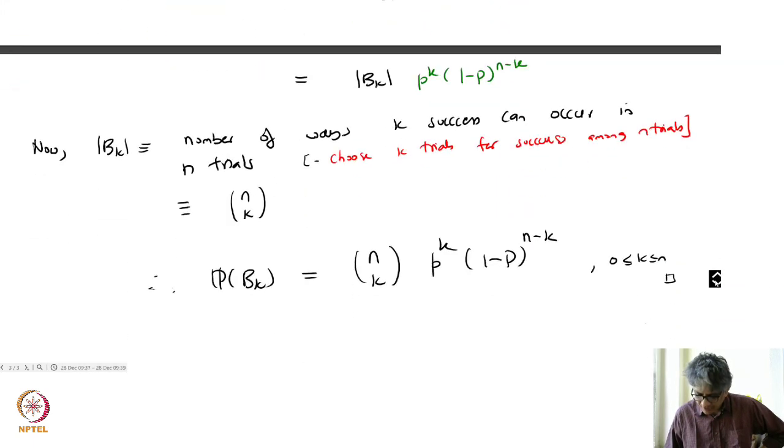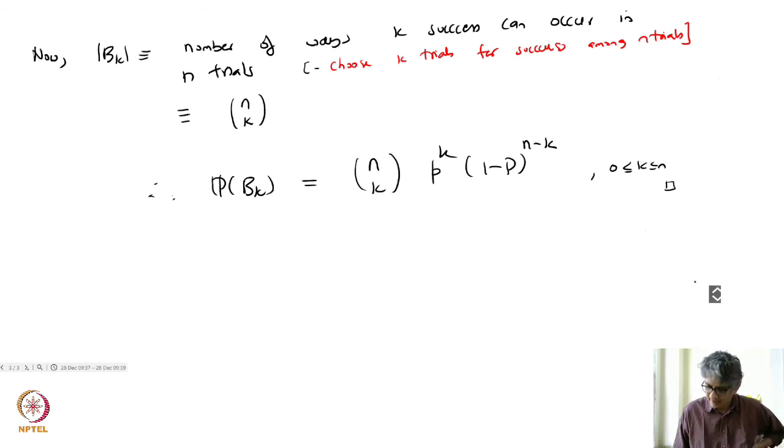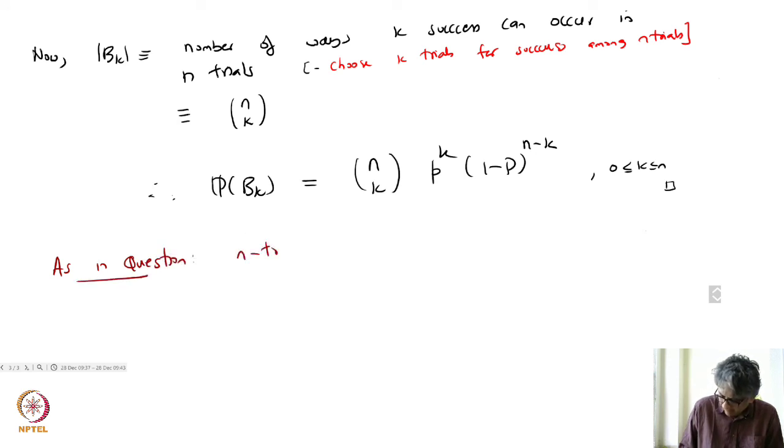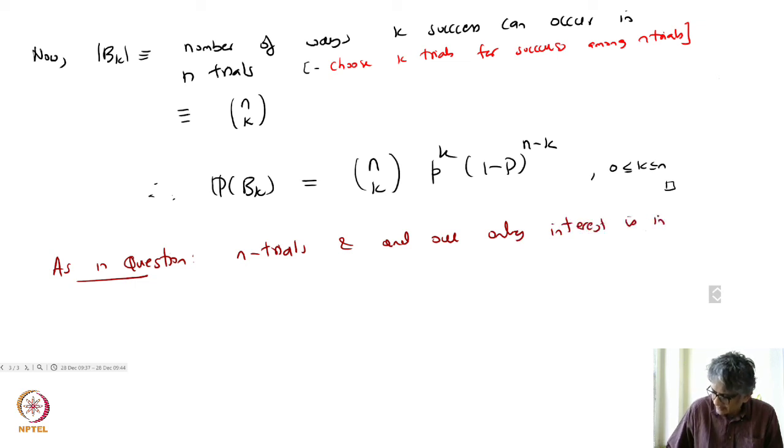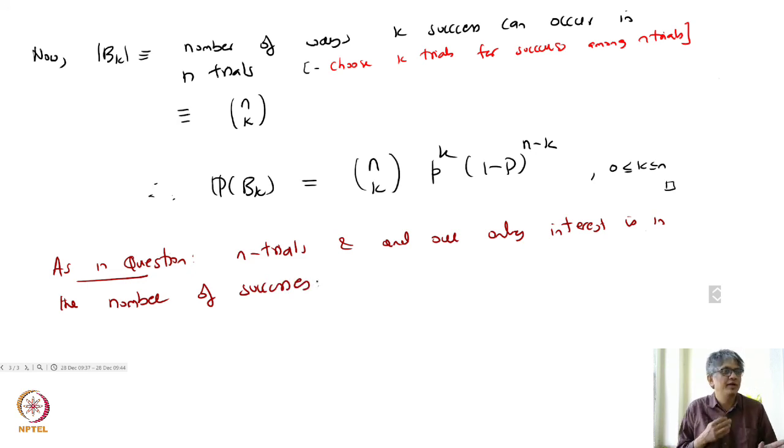So this calculation showed you how to compute the chance of k successes in n trials. Now suppose I'm only interested in the number of successes, not anything else in the experiment. So we have n trials, and our only interest is in the number of successes. We don't care about how they occur or what's happening. We are only interested in the number of successes.